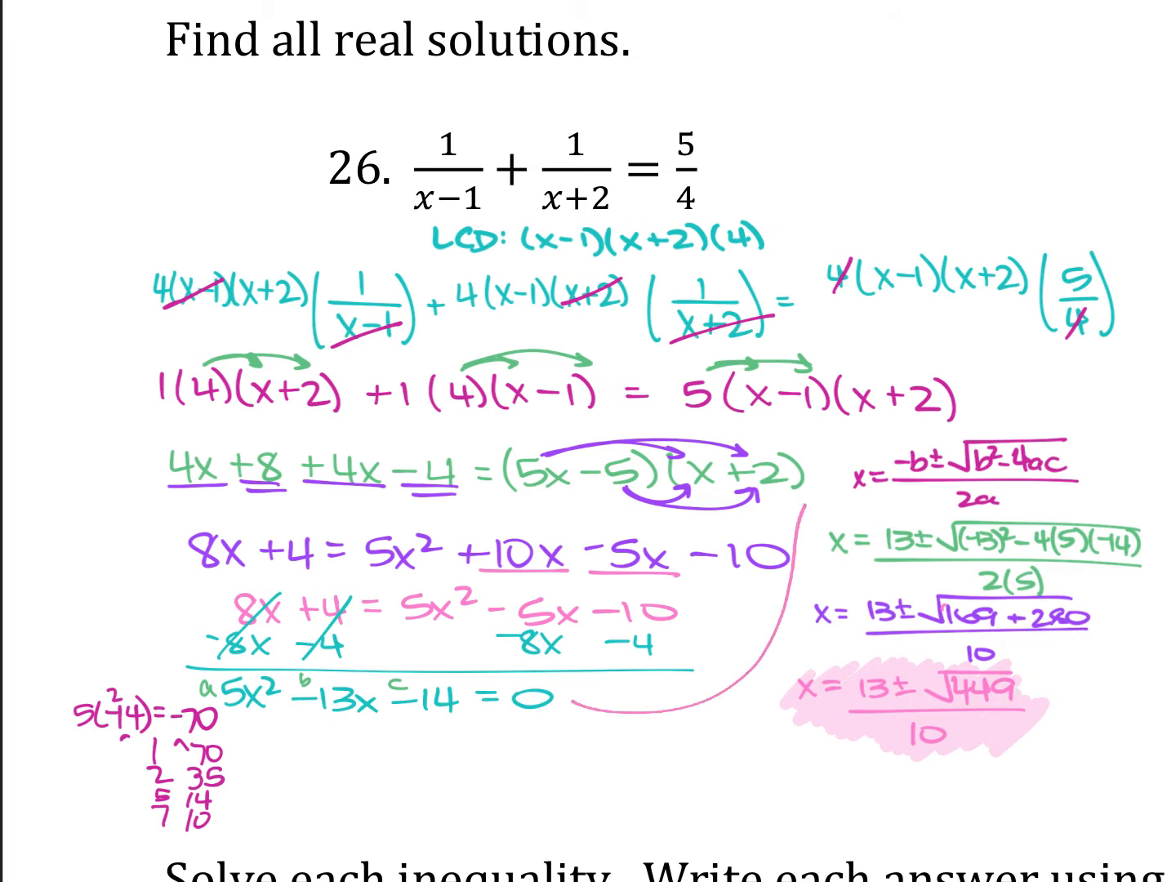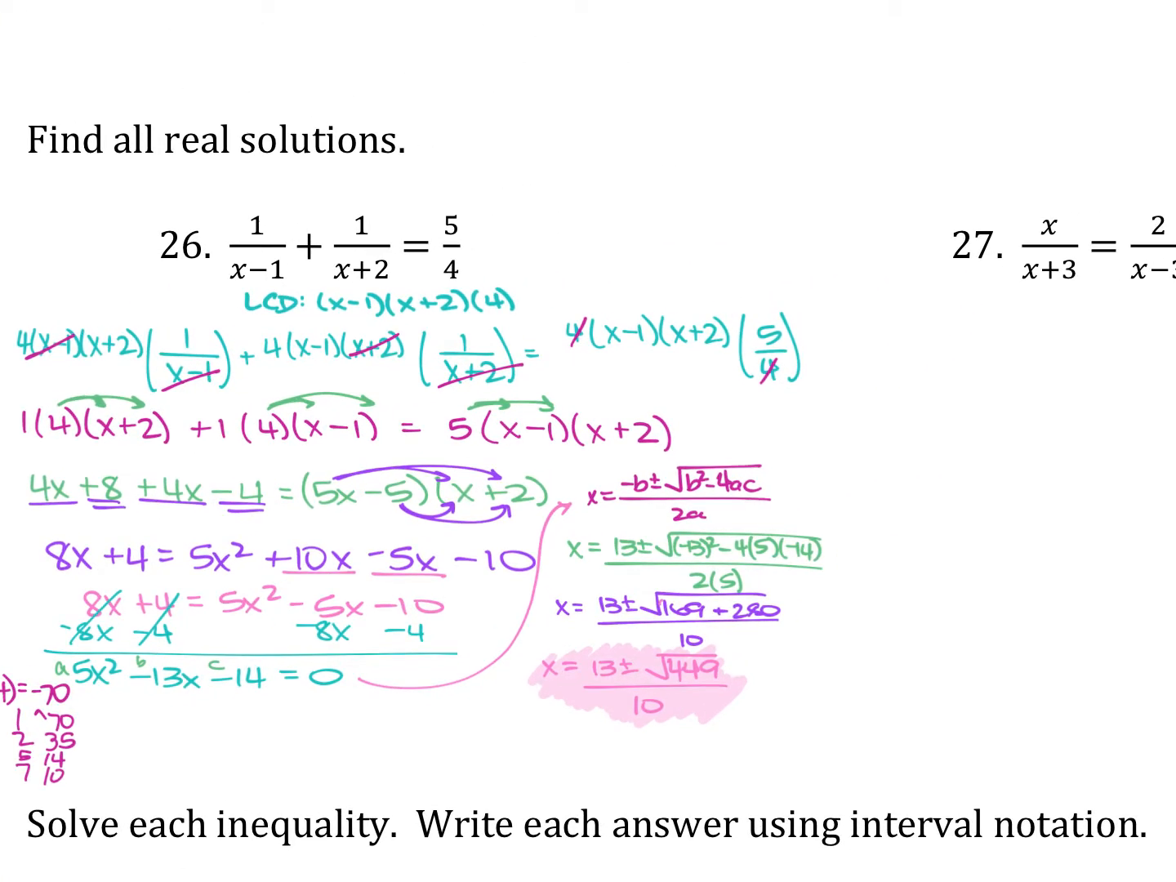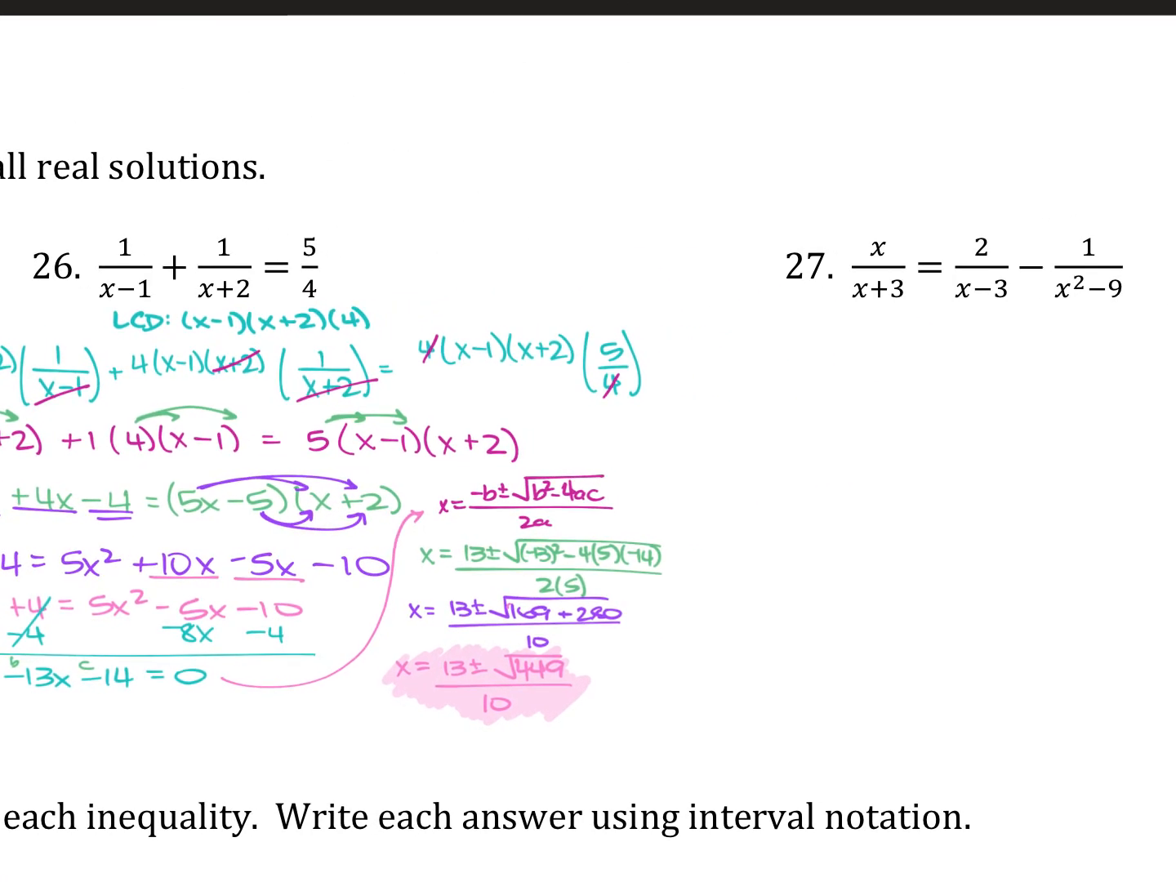From here, we went up to here. For number 27, you have x over x plus 3 is equal to 2 over x minus 3 minus 1 over x squared minus 9. That x squared minus 9 is the same thing as x minus 3 times x plus 3. So your least common denominator from these three fractions is x minus 3 times x plus 3.